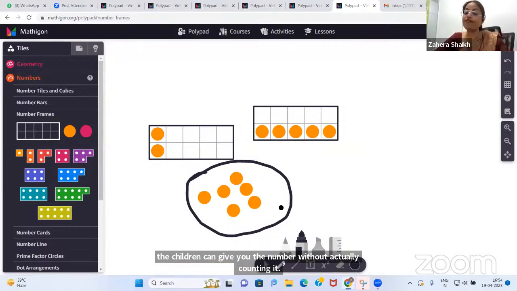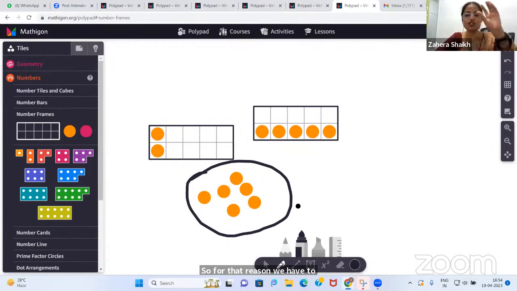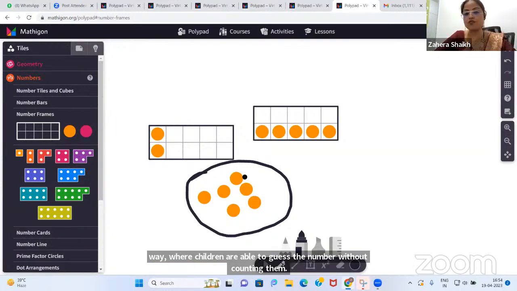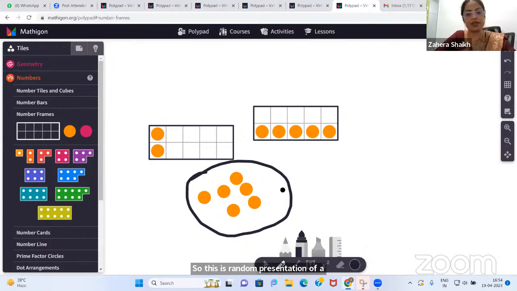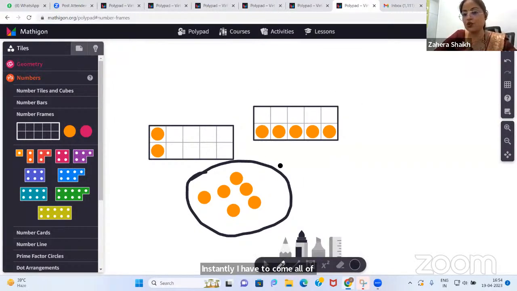But how am I going to develop that skill among the children? For that reason, we have to give the number in such a combination or group where children are able to guess the number without counting. So this is a random presentation of a number. I'm not able to guess instantly; I have to count all of them. But if I represent using this tens frame, it is quite easy for me to understand these are 5. I'm not going to count each and every counter. I'm just telling you 5, right?